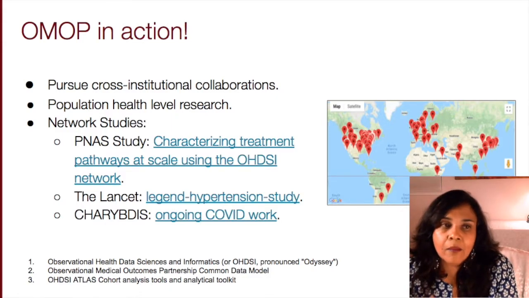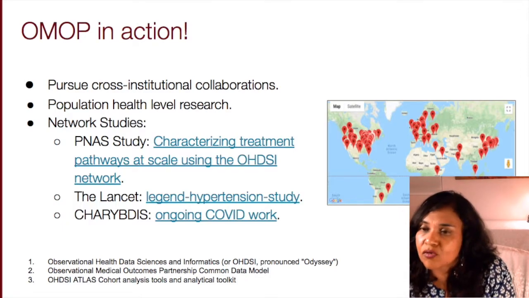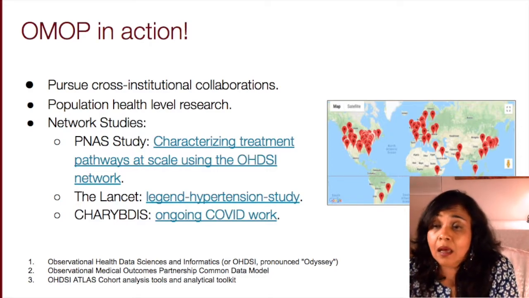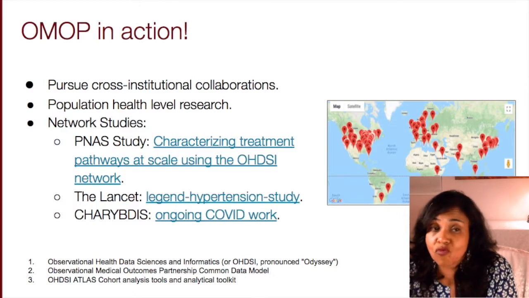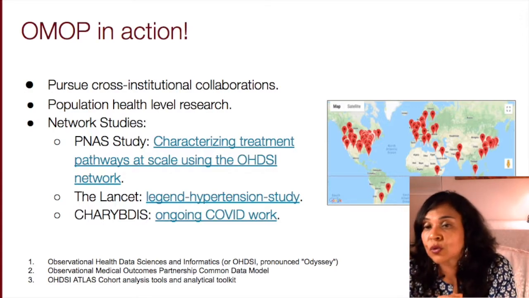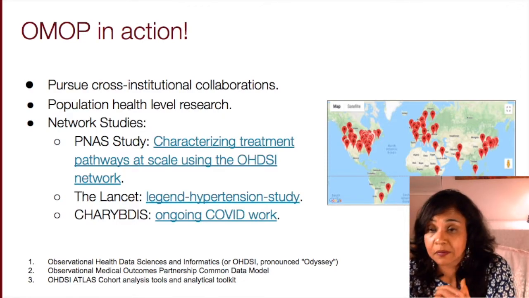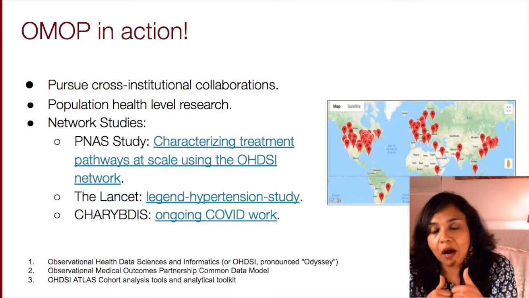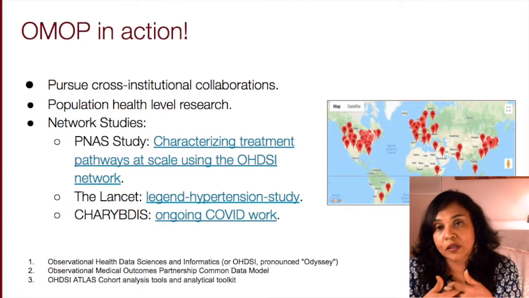Very high profile among the recent ones is Charybdis. Charybdis stands for Characterizing Health-Associated Risks and Your Baseline Disease in SARS-CoV-2. There are more COVID-related studies going on across multiple countries, right from studies on the safety of hydroxychloroquine to association studies like association of obesity with the severity of COVID symptoms. And none of this would have been possible with a localized data model. It is this common data format that really makes this sort of research possible.